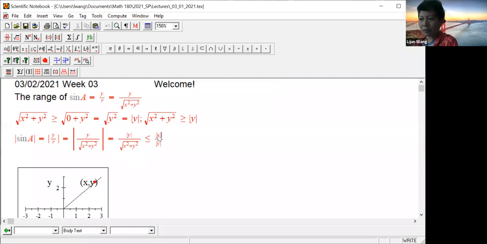When the numerators are the same, the smaller denominator is going to give a larger quantity, right? Think about it. All of these are non-negative numbers. This number is the absolute value of y divided by the square root of x squared plus y squared. This guy is positive, it cannot be zero, because the way we choose the point is not the origin.